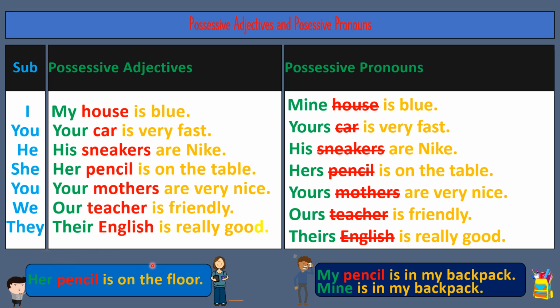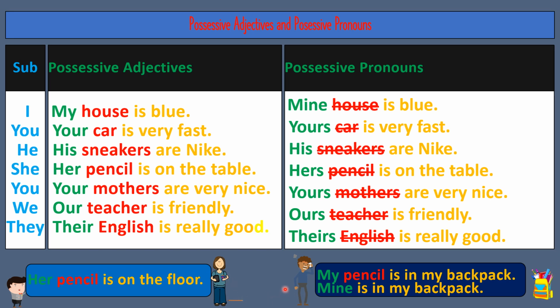Here we have an example. Her pencil is on the floor. If you check here, her pencil is on the floor. Her is the possessive adjective for she. So her pencil is the object or the possession, and the complement or extra information is on the floor. Her pencil is on the floor.